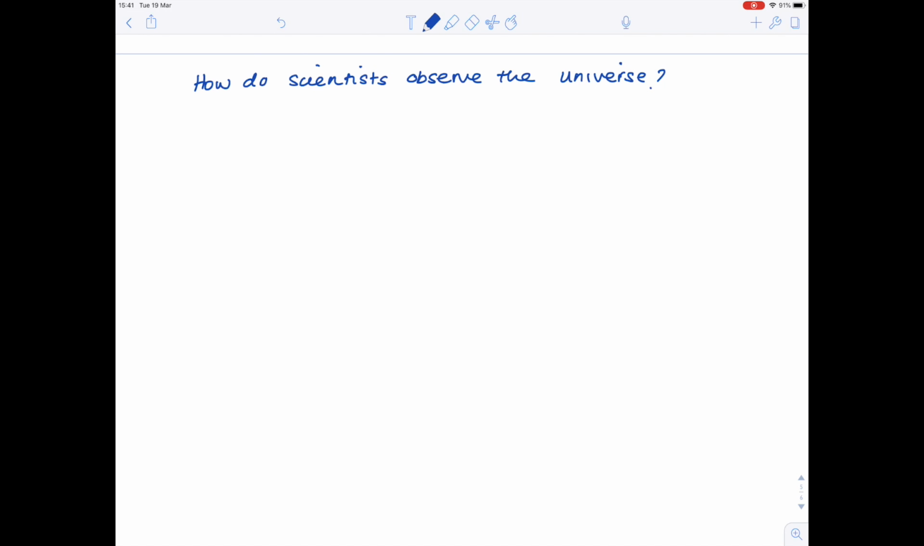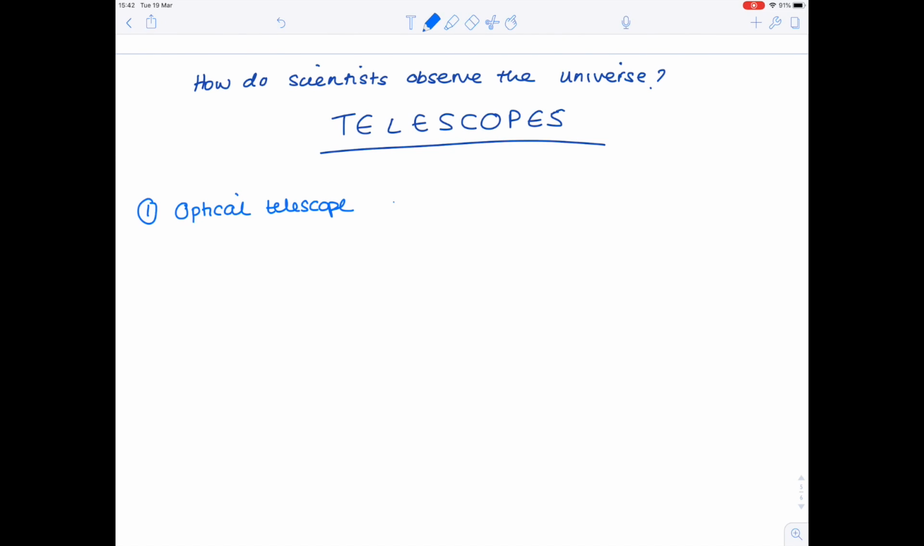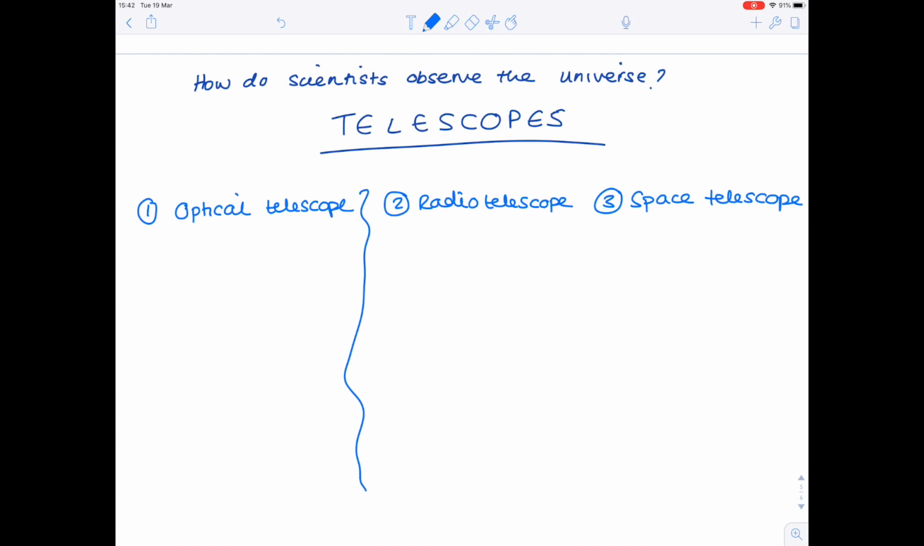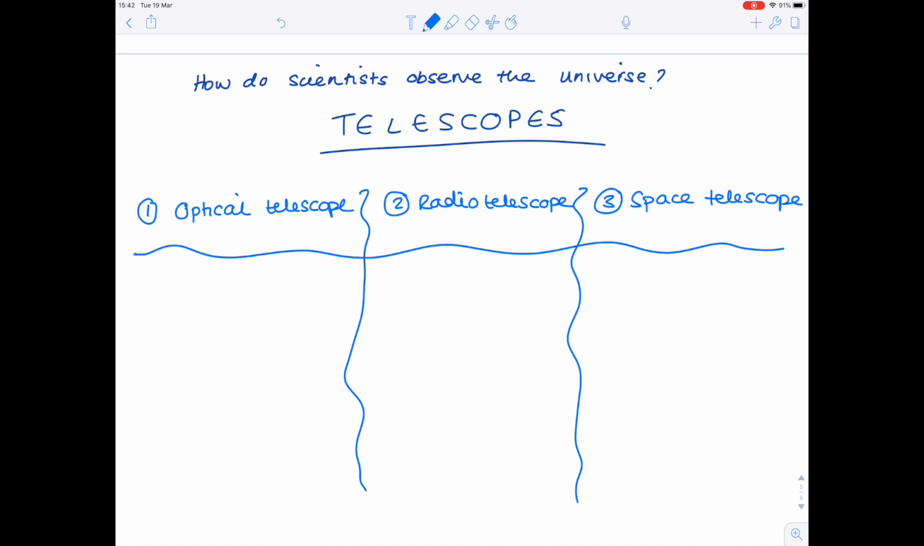So how do scientists observe the universe? Well, that's through use of telescopes. We've already pointed out all the issues with using our naked eye. Honestly, with our eyes, we can't really see anything. So what are the three types of telescope you need to know about? Firstly, optical telescopes. The second is the radio telescope. And the third one is the space telescope. So let's have a look at each of these.